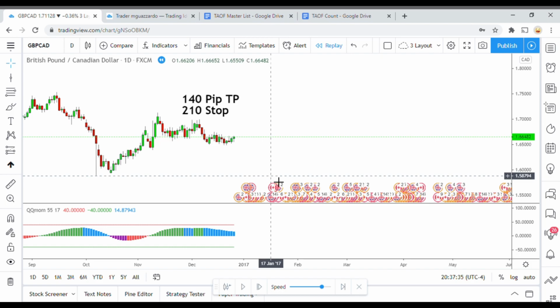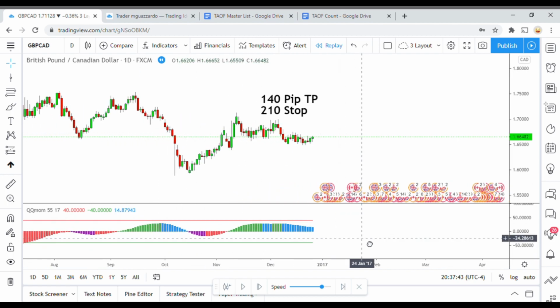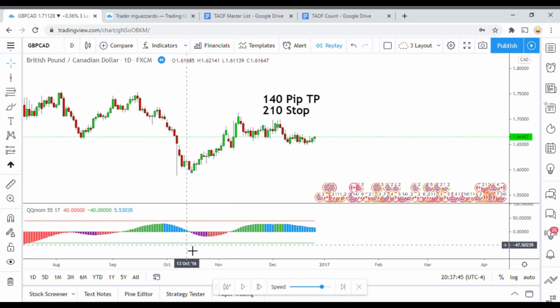All right. So today's indicator is the QQ momentum indicator. You can see it down here on the bottom of the screen.